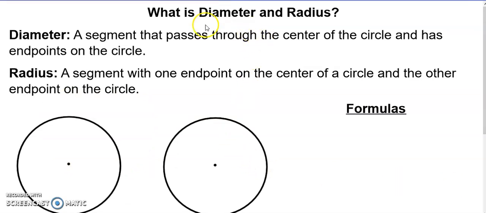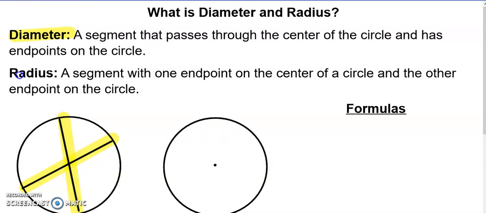So a diameter and a radius. A diameter is a segment that passes through the center of the circle and has endpoints on the circle. So a diameter is that segment right there. It doesn't have to go this way for my diameter. We could have drawn it like that. The deal is the diameter has to have both endpoints on the circle, and it has to pass through the center.